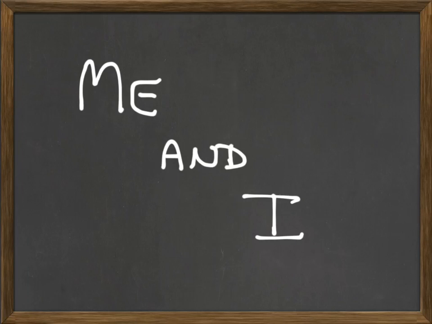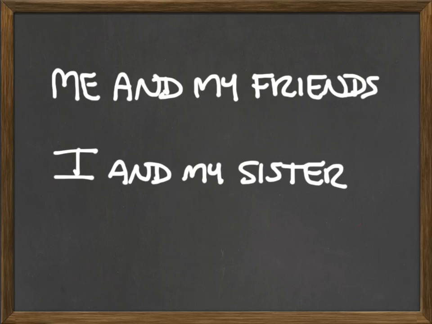There are times when students have problems using me or I in a phrase. So let's take a look at these two phrases. Me and my friends, I and my sister. I see phrases like this all the time. They are incorrect. The rule of thumb is, in general, with maybe one or two odd exceptions, but in general, when you have a phrase like this, you go at the end.